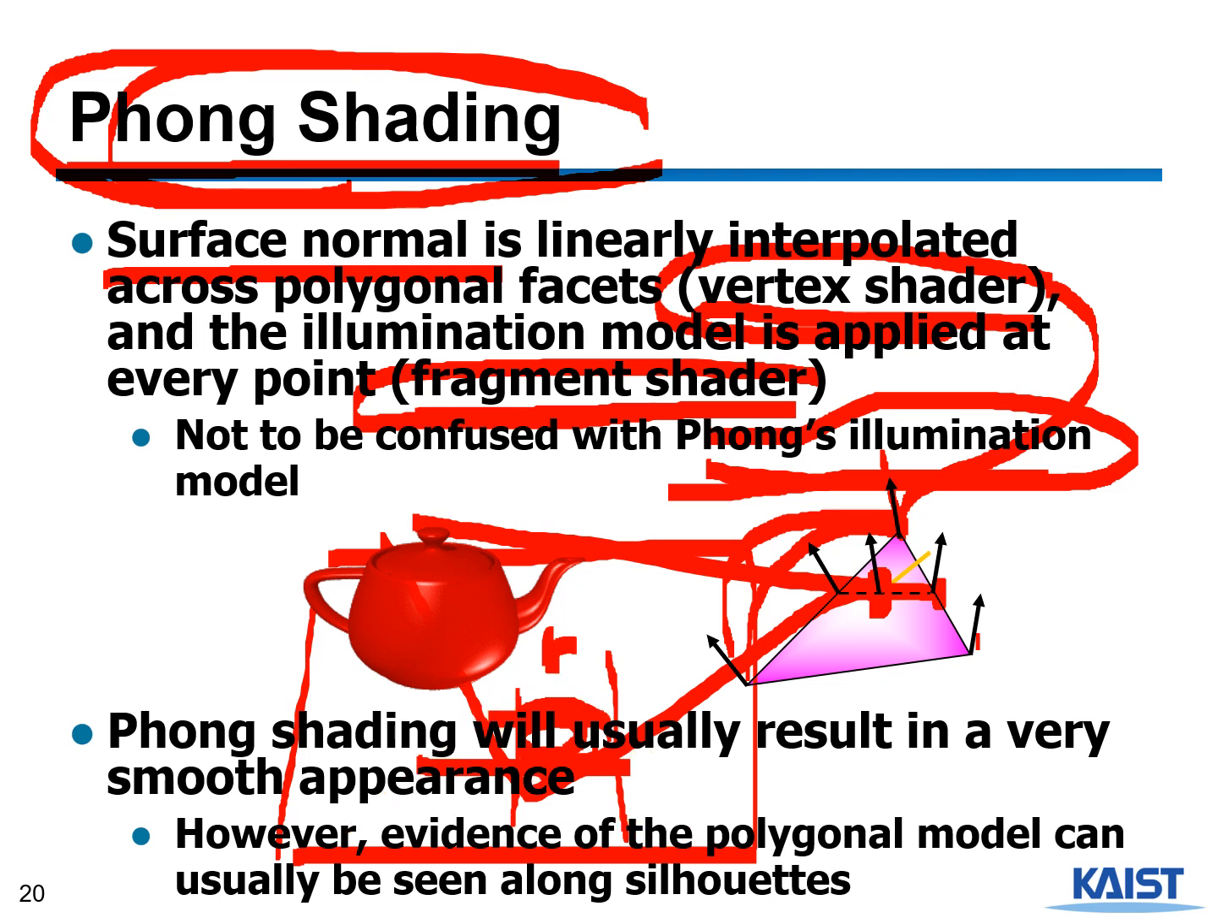So let me write this one. Phong shading usually results in a very smooth appearance. You can see that this is the computed color when performing Phong shading. Over the color shading we can get a much smoother result, right? But nonetheless, along the boundary shape there are some flat shapes, right? Evidence of the polygonal model can usually be seen along the silhouette, right?